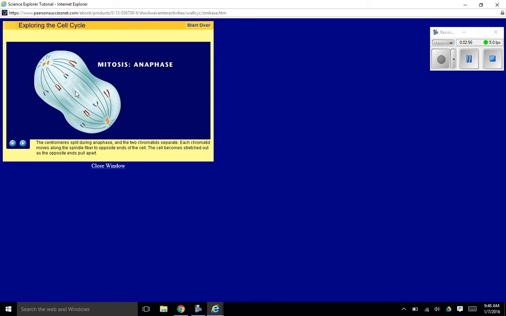So the cell elongates, the chromosomes are split, and the chromosomes kind of are pulled to the outer edges of the cell.